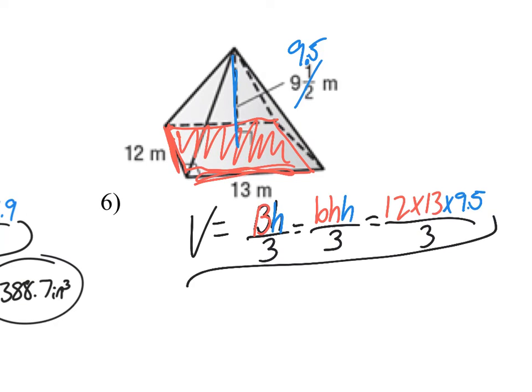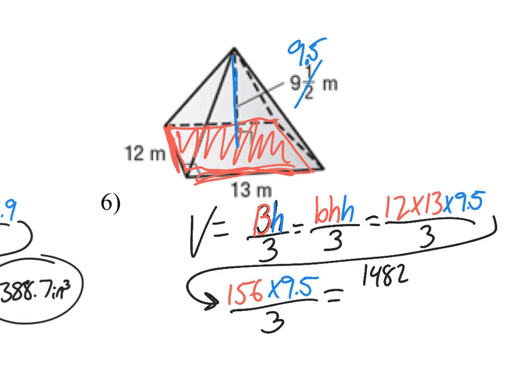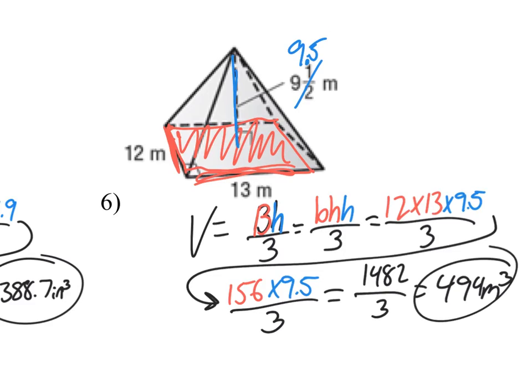So 12 times 13 is 156. That will be times the 9.5, and we'll divide by 3 when we're finished. So 156 times 9.5 comes out to 1,482. Divide that final answer by 3, and we get 494 meters cubed.